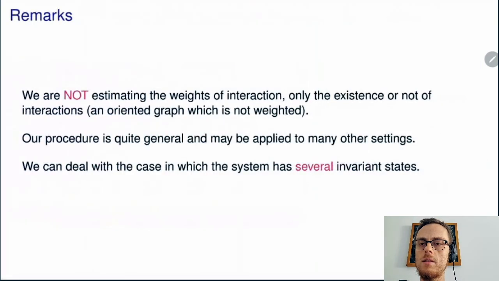So let us make some remarks. First of all, we are not estimating the weights of the interaction, only the existence or not of interactions. So in this sense, we are estimating an oriented graph which is not weighted. Moreover, our procedure is quite general and may be applied to many other settings. And finally, we can deal with the case in which the system has several invariant states.